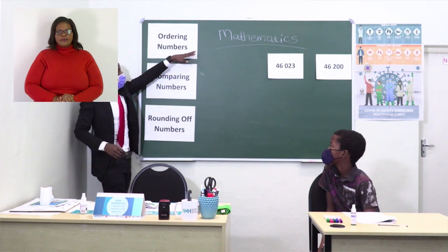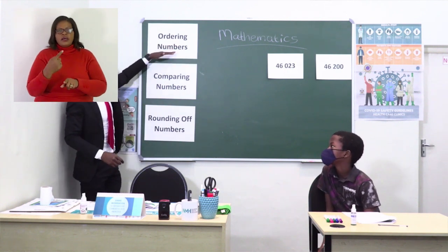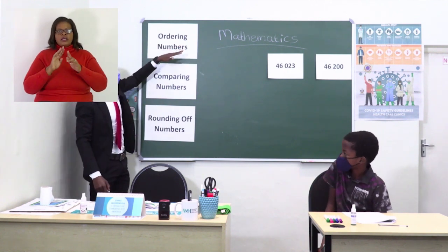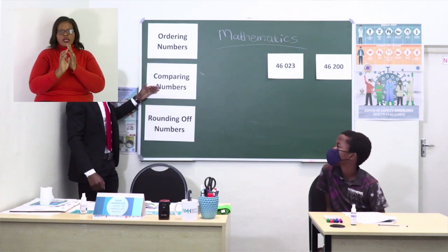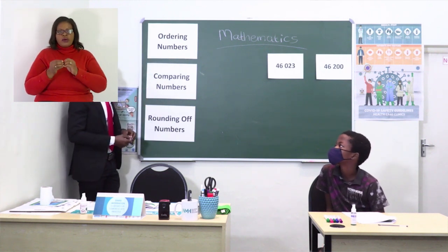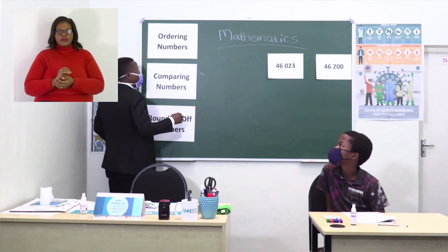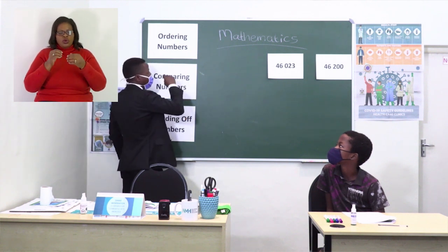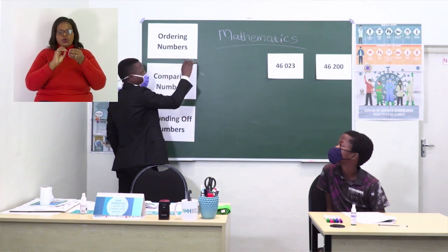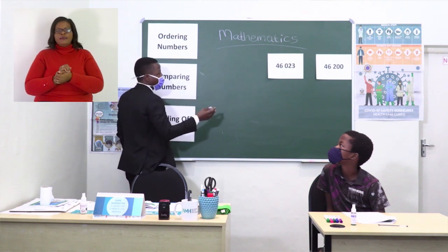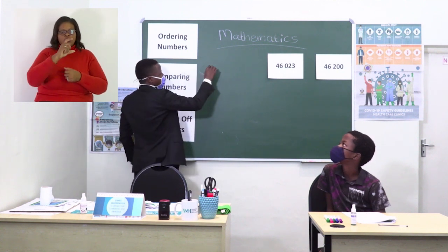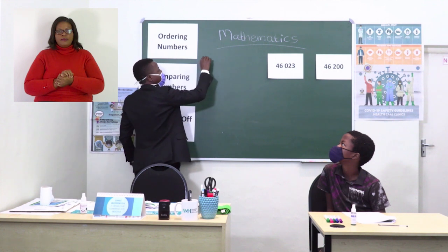As I said, we have to cover 3 objectives, whereby there is ordering numbers, comparing numbers, and rounding of numbers. So when it comes to ordering numbers, we have to put these numbers in order, maybe from the smallest to the biggest. Let me just give 3 numbers here.